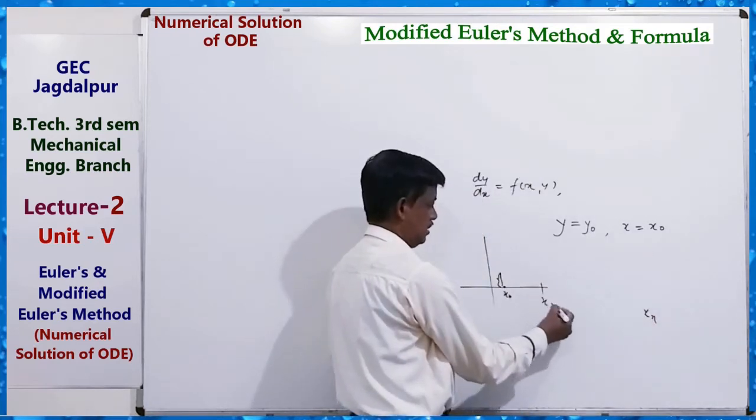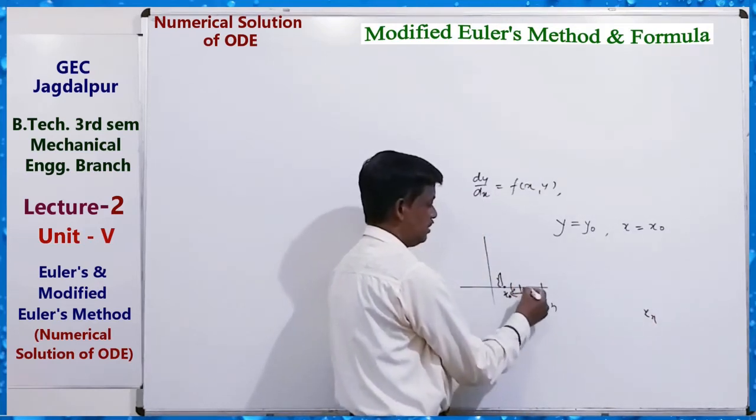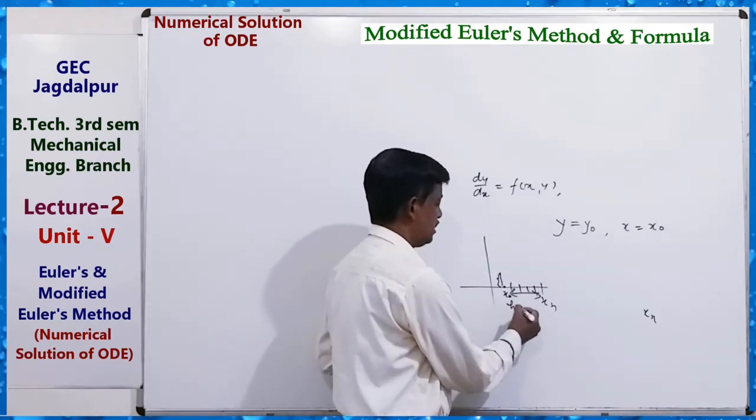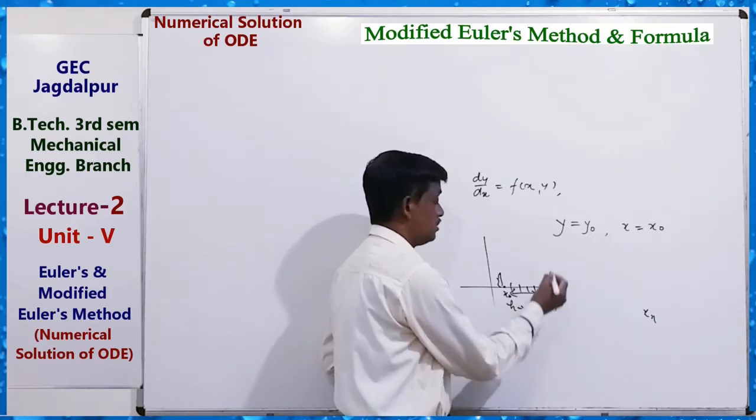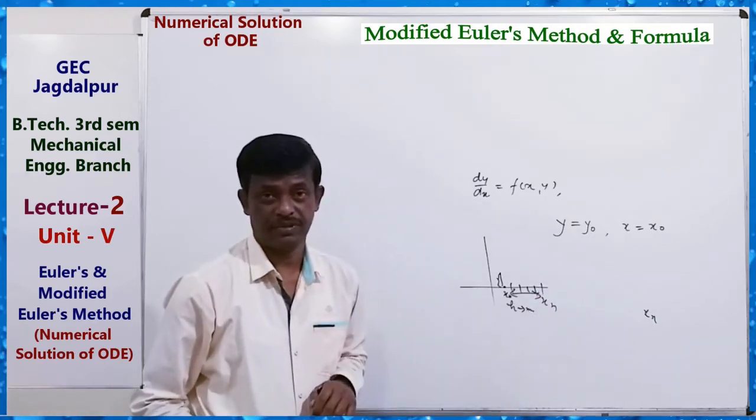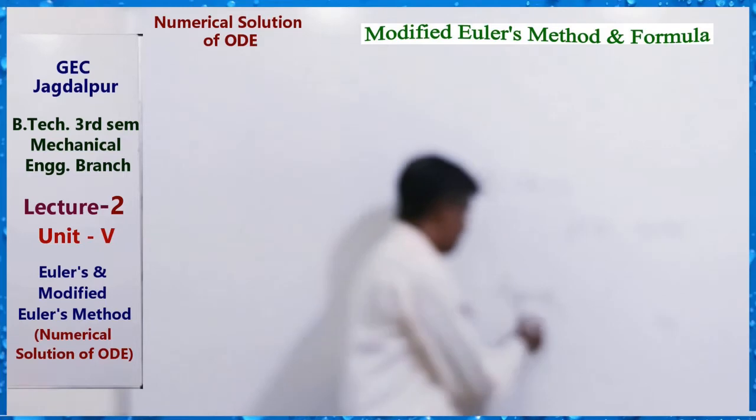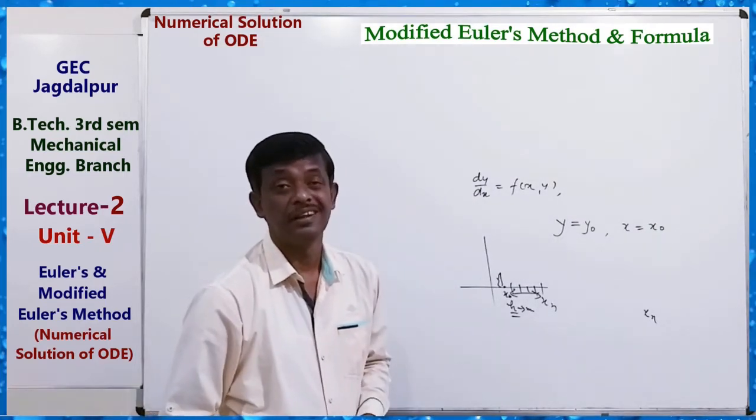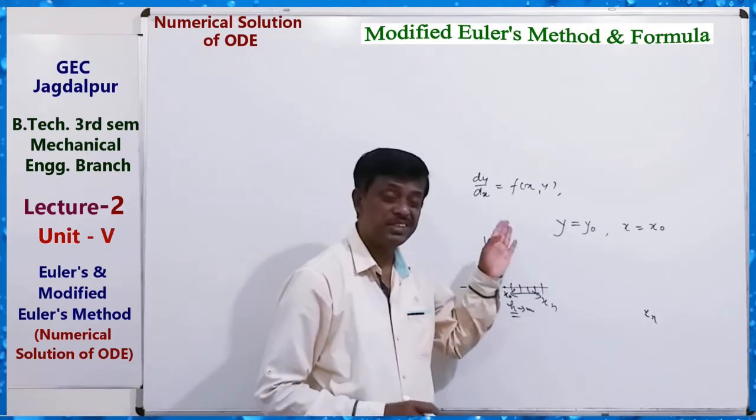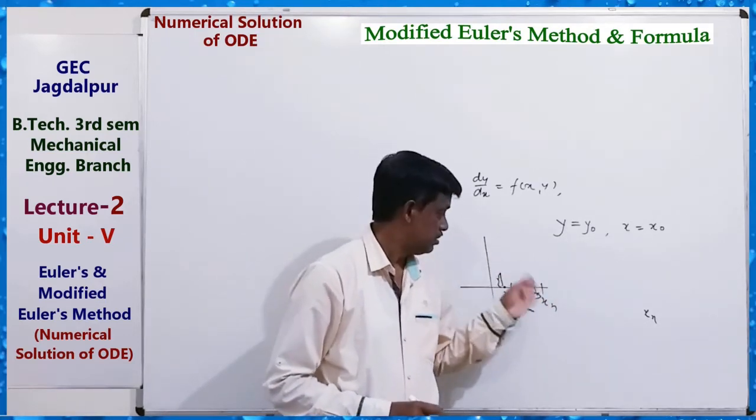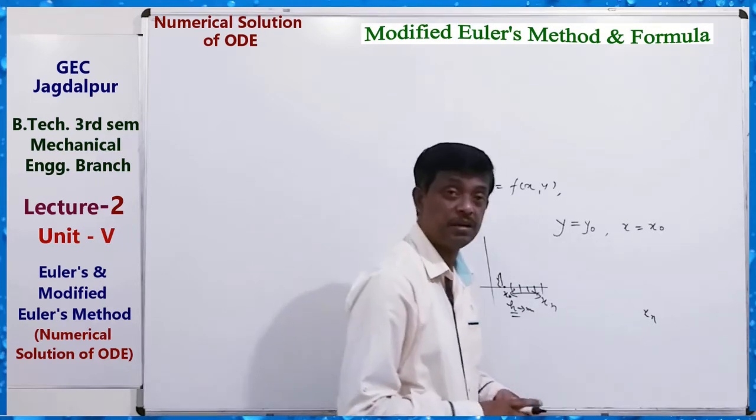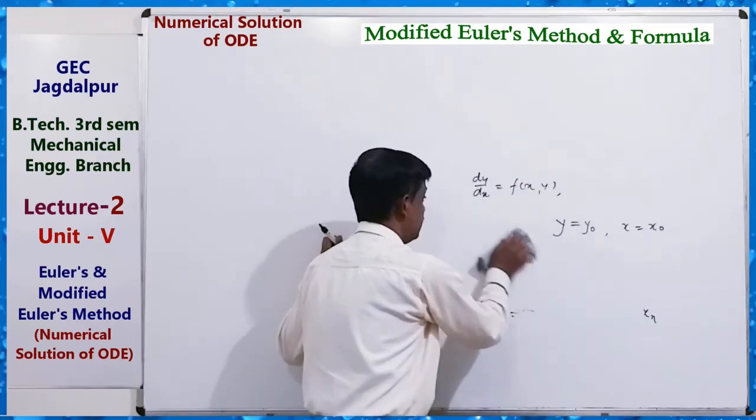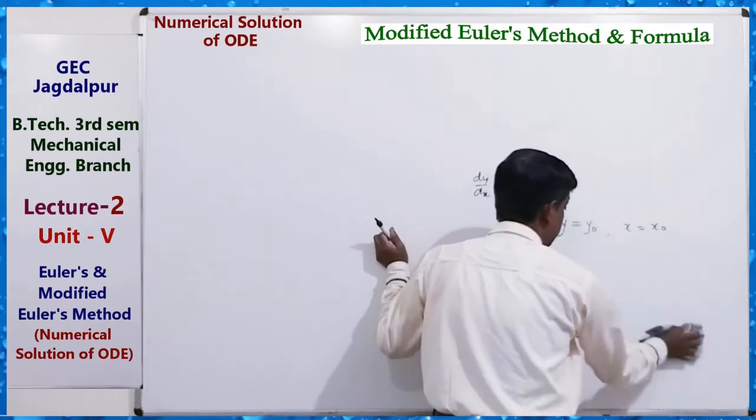Now this interval is divided into many equal parts of size h, and h must be a small value. If we take h very small, then our calculation steps will be lengthy. To overcome this situation, the modified Euler formula is provided.